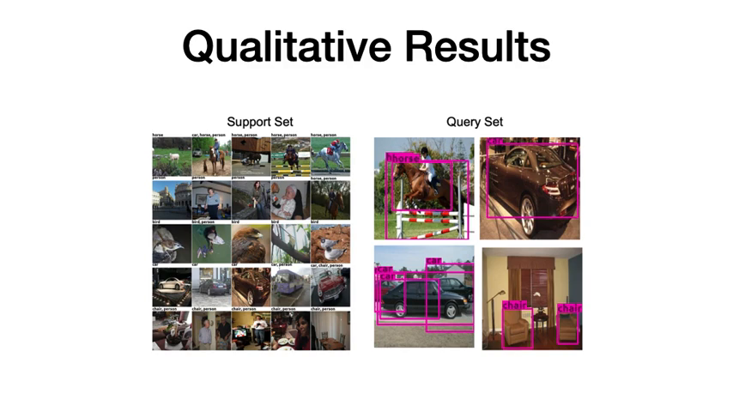To visualize how our algorithm works, we show qualitative results here. In the support set, there are 5 novel classes and there are 5 images from each novel class. And we also have 4 different query images, and we show the results on each of them separately. As you can see, our algorithm can detect the novel classes in the query images successfully without having their bounding box annotation in the support set.